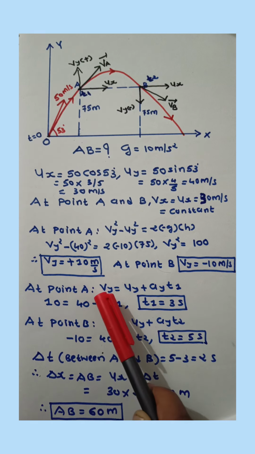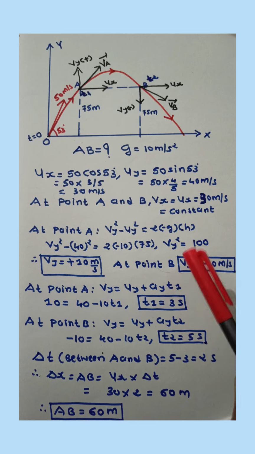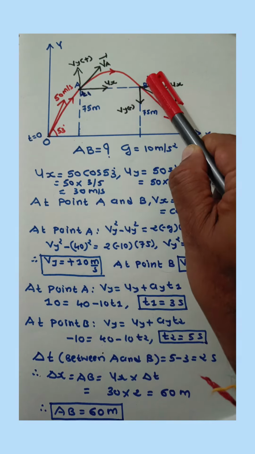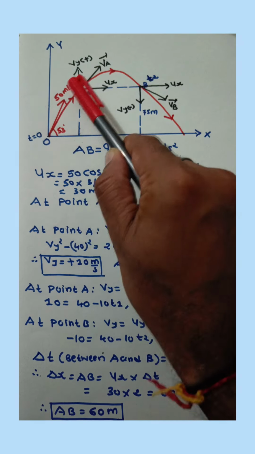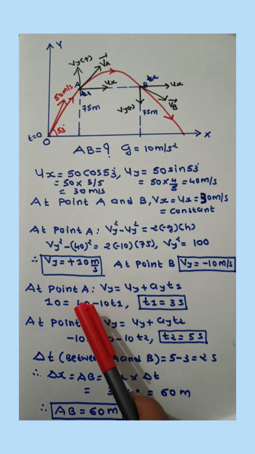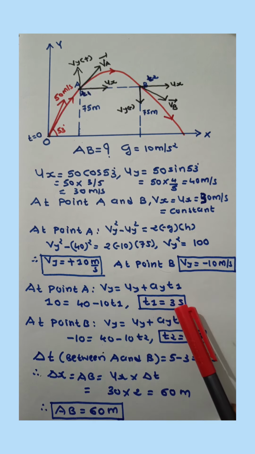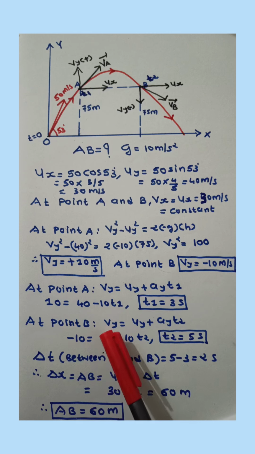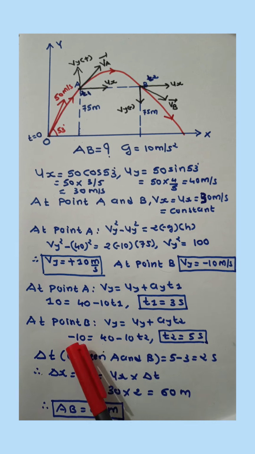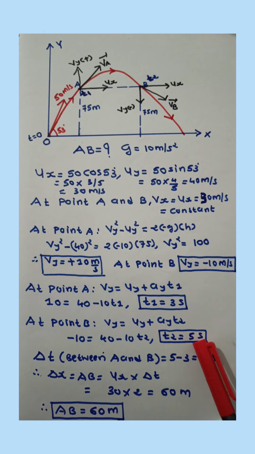Now at point A, Vy is equal to Uy plus Ay t1, where t1 is the time required to travel from O to point A and t2 is the time required to travel from O to point B. So Vy is equal to 10, Uy is 40, Ay is equal to minus 10. By simplification, t1 is 3 seconds. At point B, Vy is equal to Uy plus Ay t2. Vy is minus 10, Uy is 40, Ay is minus 10. By simplification, t2 is 5 seconds.